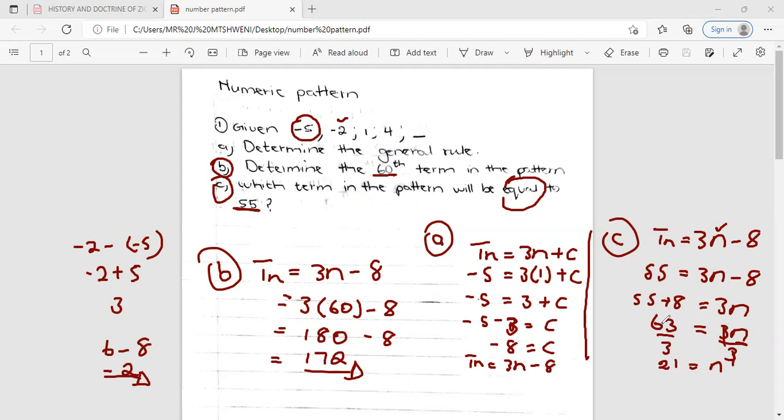What does it mean? It means that when you reach term number 21, term 21, it will be equal to 55. That's what they are asking. I hope you will understand. Whenever you don't understand, you can ask so that I can explain it thoroughly in a way in which you can understand. Let us move to the second question.